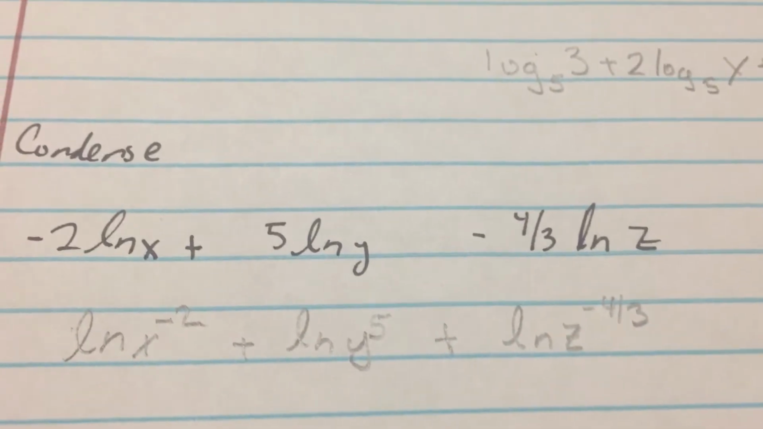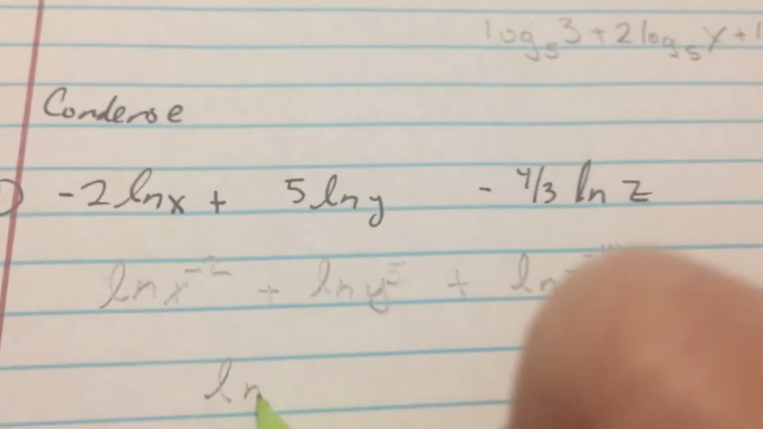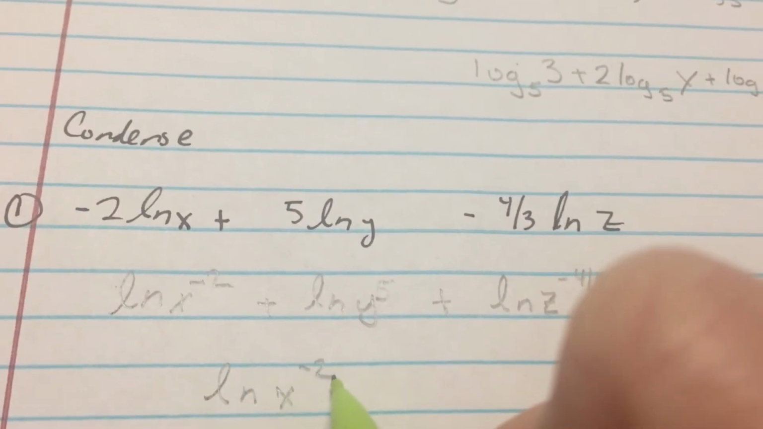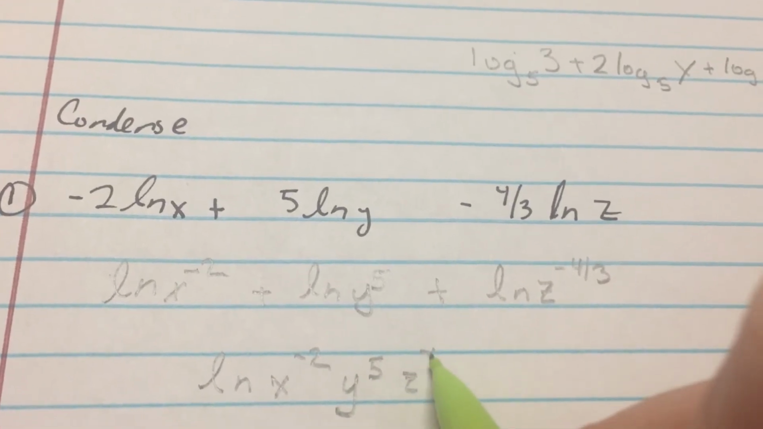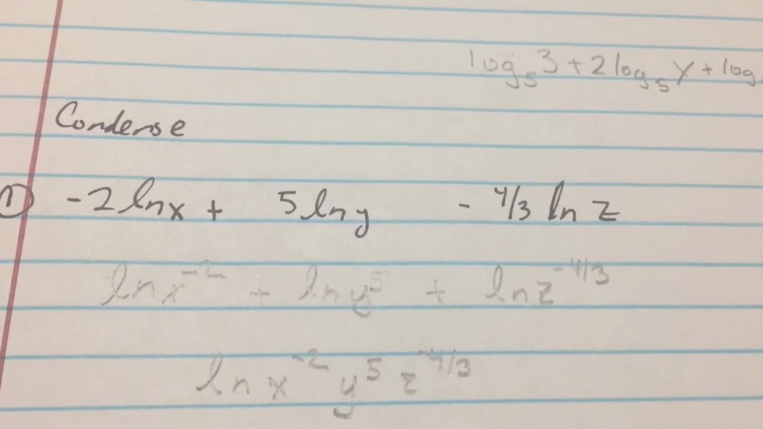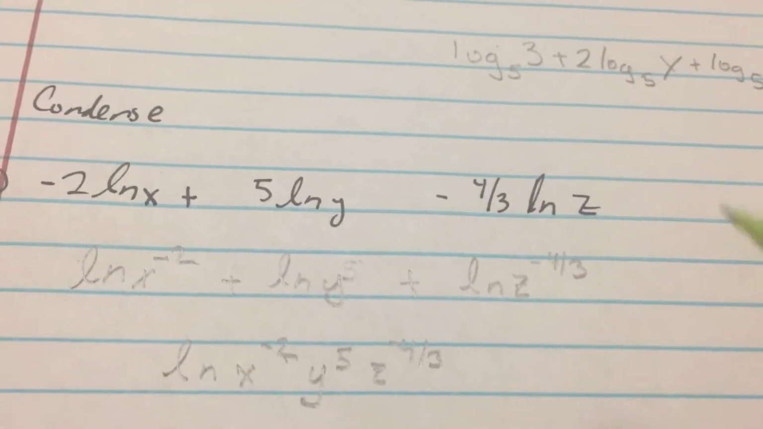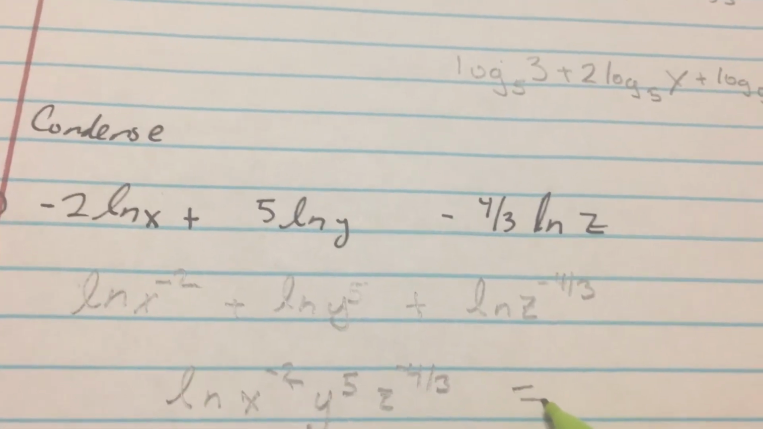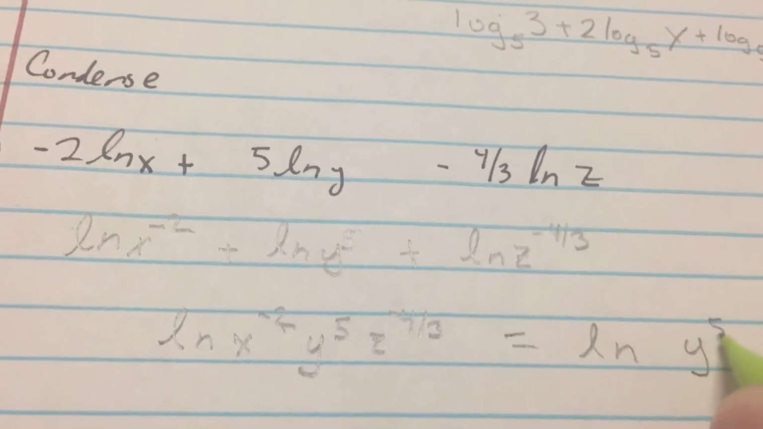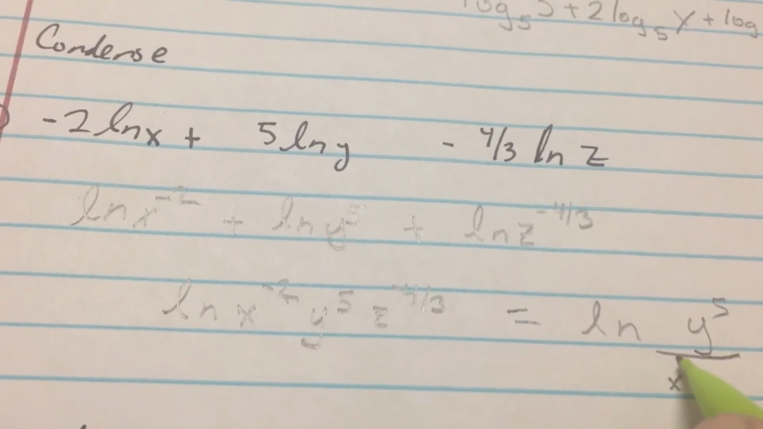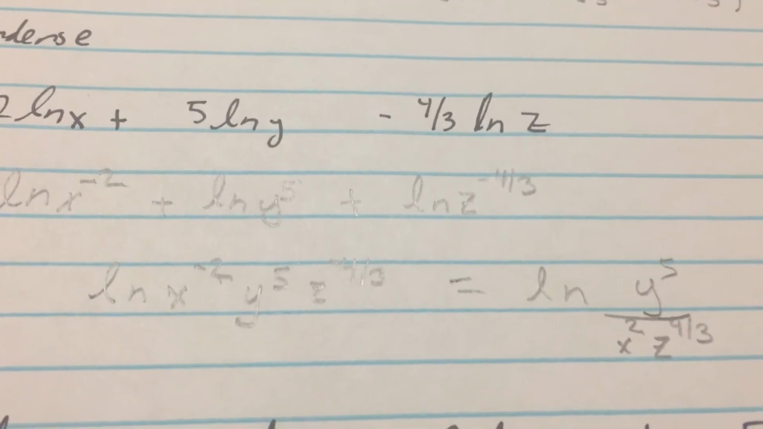So notice that I turned everything into a multiplication, which is fine. So I'm going to multiply all those numbers out. So natural log of x to the power of negative 2, y to the power of 5, z to the power of negative 4/3. Now, if we remember exponents, anything that has a negative in the exponent is going to drop into a denominator. So this problem is going to turn out to be the natural log of y to the power of 5 all over x squared z to the 4/3. And that's it.